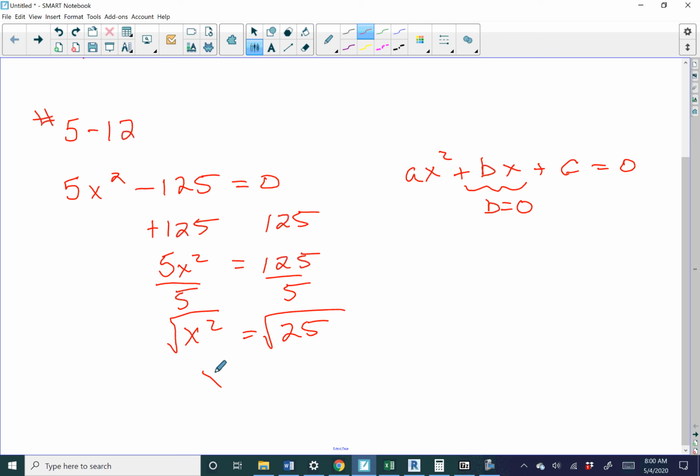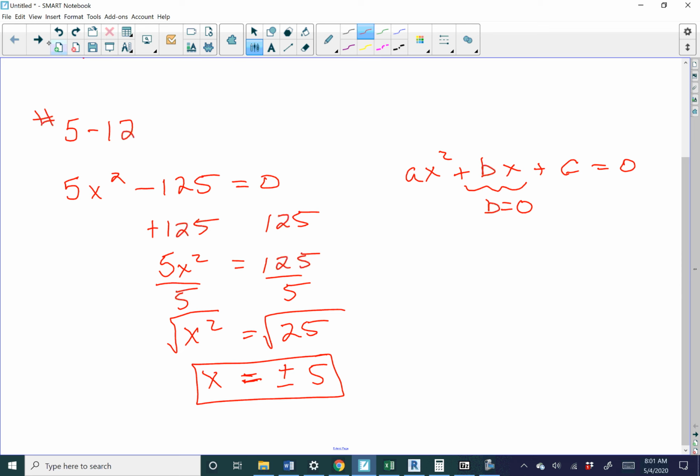Right? So that gives me x equals, and this is where we don't just give the primary root, we give the positive and negative version, because in reality, what multiplied by itself gives me 25? The answer to that question is positive 5 and negative 5. So x is equal to plus or minus 5. Okay, that's your answer.